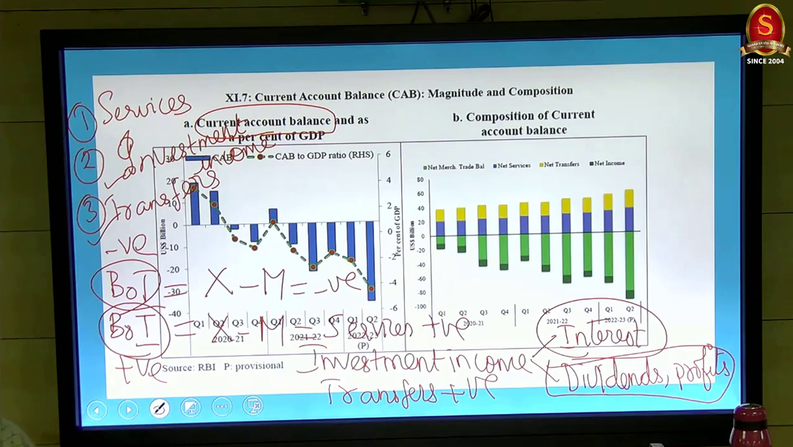Now you tell me, interest received will be bigger or interest paid will be bigger? So X minus M will automatically become negative. That's one part for the DCR. Now, you tell for the dividends and profits. Now, India is receiving FDI, FII, for which it has to share back the dividends and the profits. Now, the question is, is India doing FDI with other countries? Do you have any hope on India? Is India going and doing FDI and FII in other countries? Some people are still not convinced.